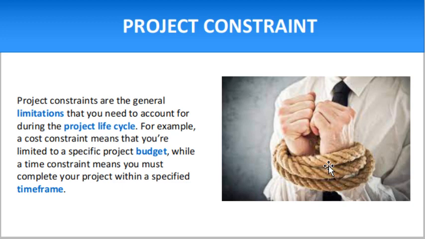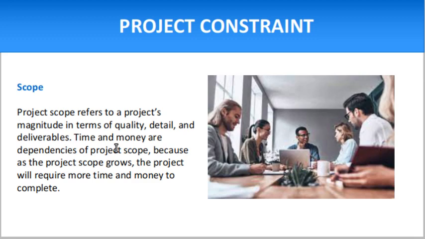So basically, project constraints are the general limitations that you need to account for during the project life cycle. There are many constraints which you must consider when implementing a project. The first constraint is the scope. What is scope actually? Scope is the boundary of the deliverables. That is the concept of scope.